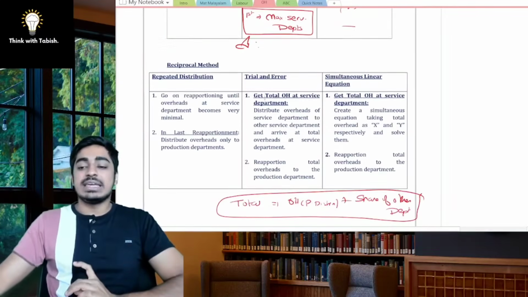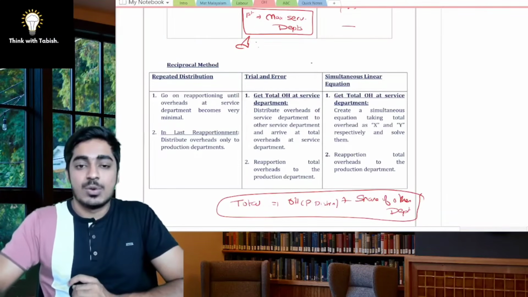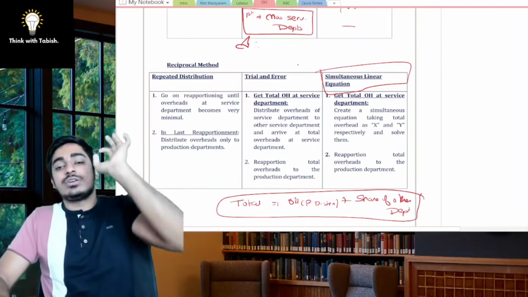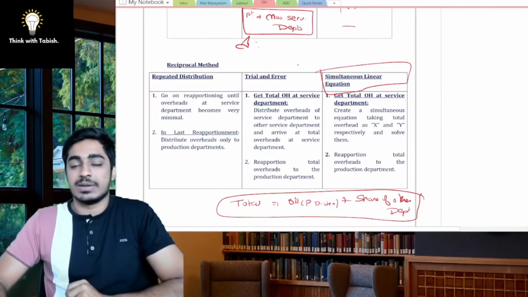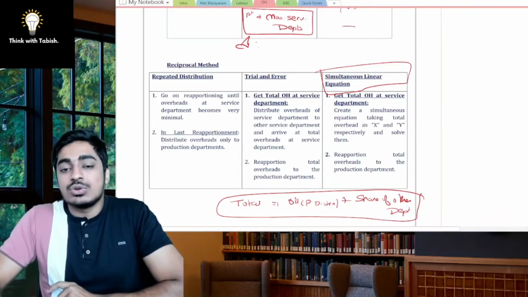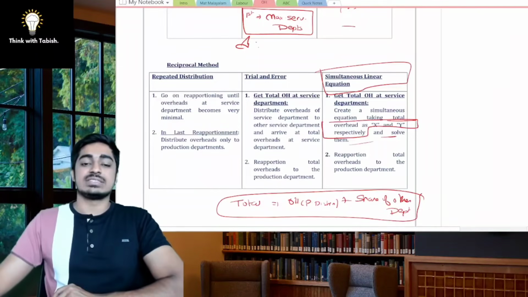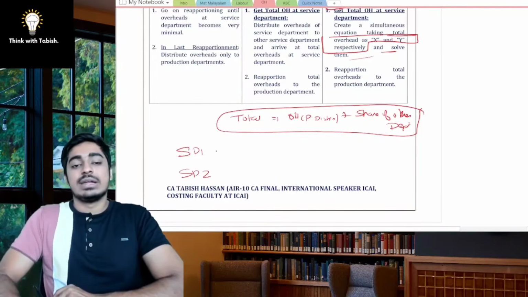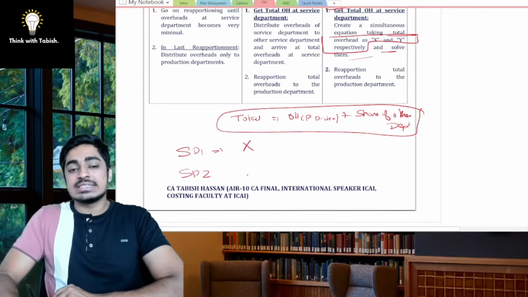Then we have the simultaneous linear equation method. What is this method telling? It is also telling us to first arrive at total overhead at service department. But how do we arrive at total overhead? It tells us to take the total overhead as X and Y and then solve them. Yes, we have two departments, service department 1 and service department 2. Take the total overhead as X and Y.